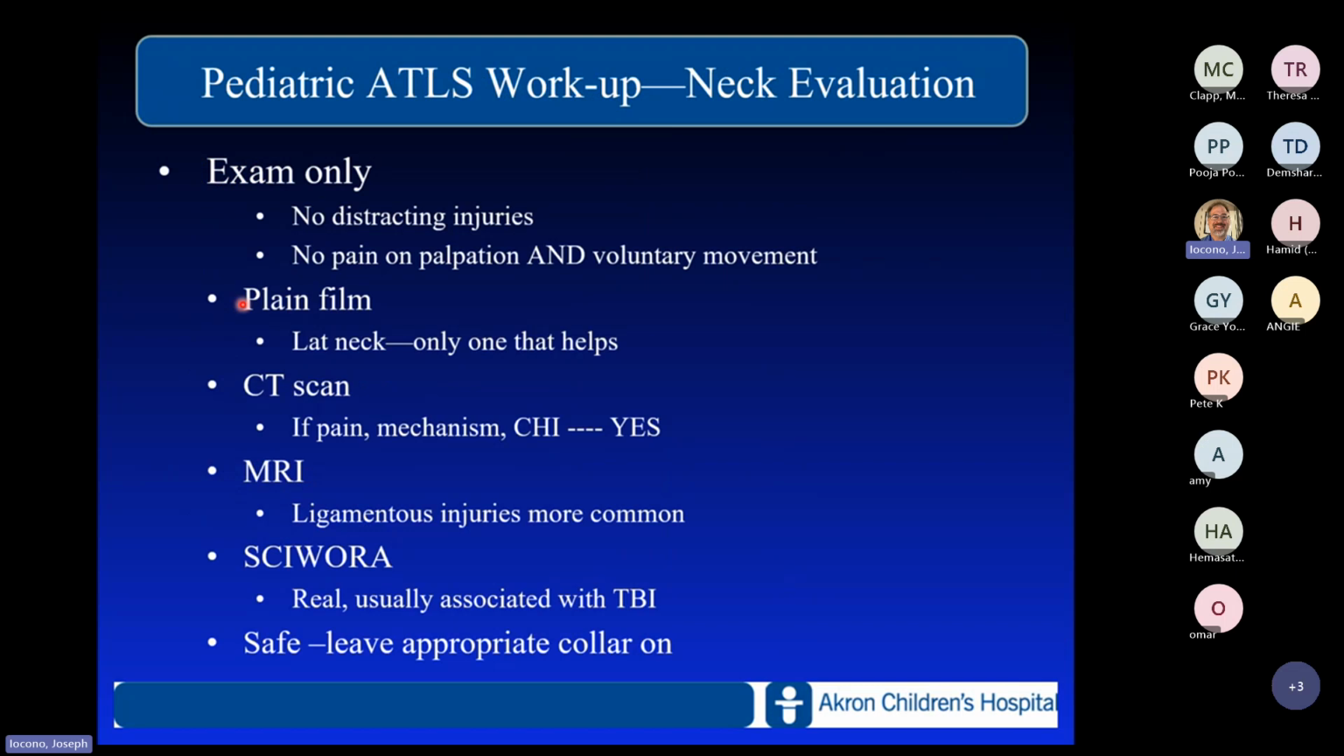You want to know that there is something called SCIWORA, spinal cord injury without radiographic abnormality. It is real, but it's usually associated with a TBI. So if you have a kid whose neck you can't examine, leave their collar on, okay? Even if you don't have plain films or even a CT scan that's normal, leave their collar on, because ligament injuries are real. That's going to give you SCIWORA, and you're going to miss it in the kid with the head injury.